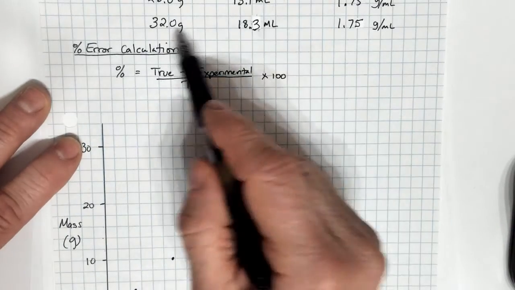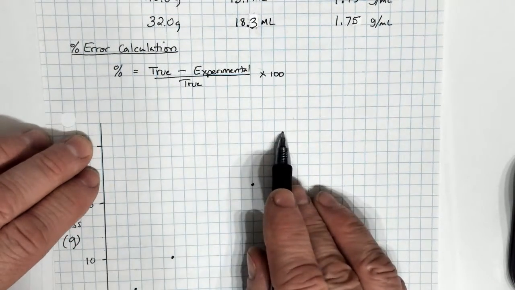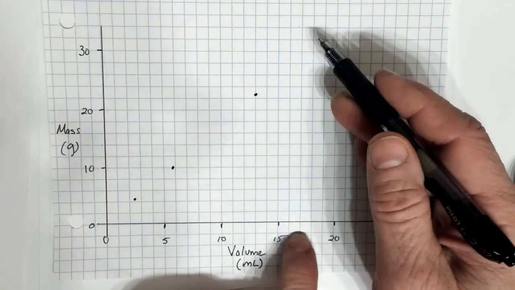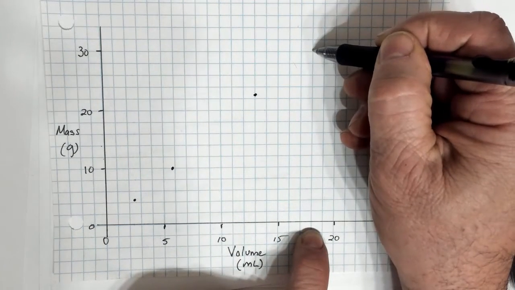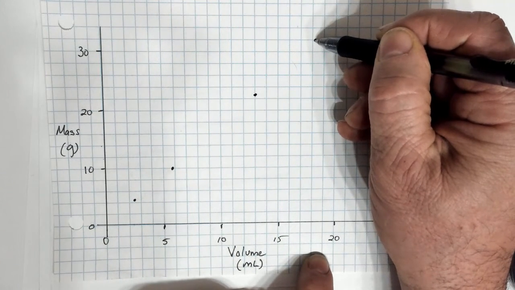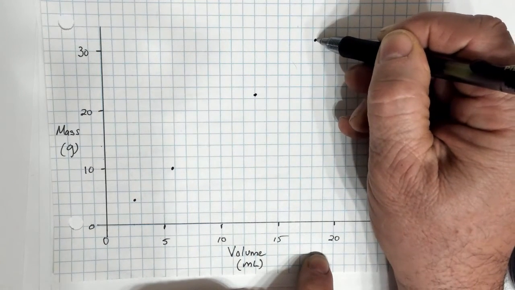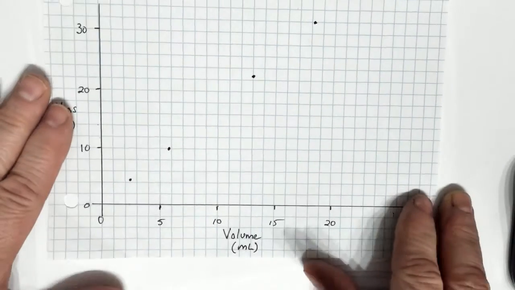Then my last one is 32 and 18.3. 32 is going to be right here along this top line, and 18.3, here's 15, 16, 17, 18, and 0.3, a little bit above. So 32 and just a little bit above 18. So right there, almost a point there. So there we go. You can see my data looks pretty good. I got a nice straight line.